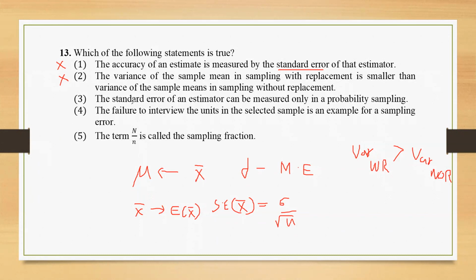What about the third one? The third one expresses that the standard error of an estimator can be measured only in probability sampling. Is it correct? Yes, it is correct, right? So normally when we are distinguishing probability sampling and non-probability sampling, we learn that measuring the standard error of an estimator is an advantage of random sampling.